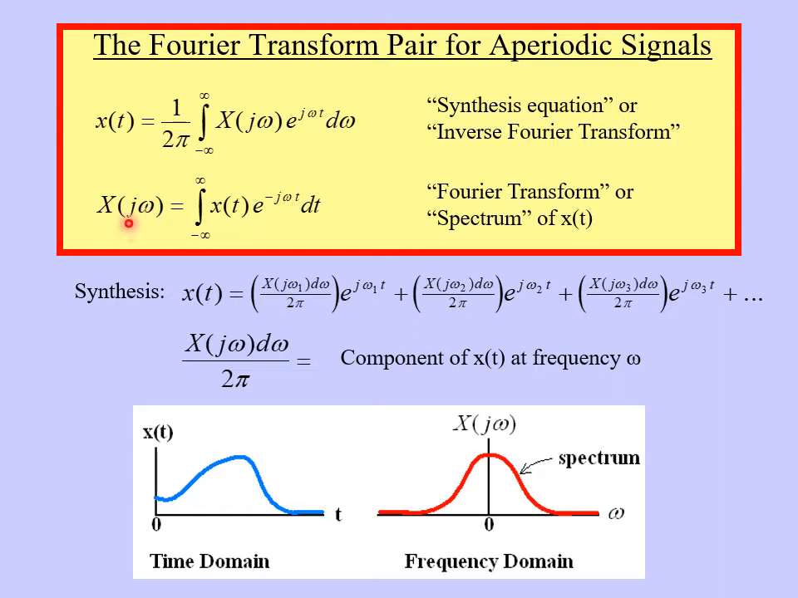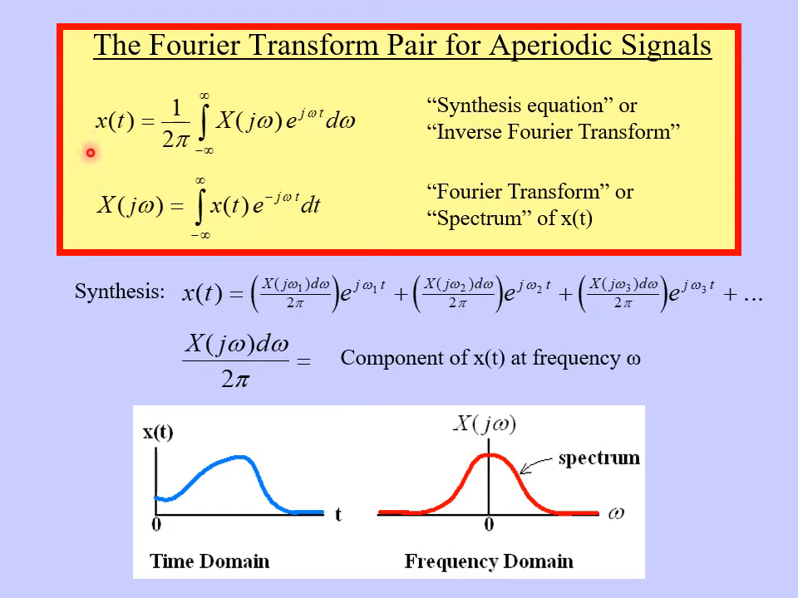And just to be clear on the convention here, signals in time always use a lowercase letter like small x, and the Fourier transform, which is a signal in frequency, uses the uppercase version of the letter. So that's another way to quickly see if we're talking about a signal in the time domain or the frequency domain. So what do these equations mean?